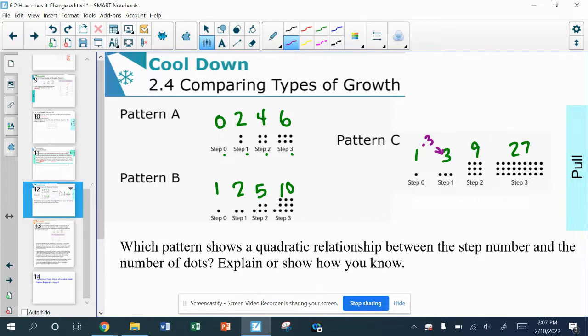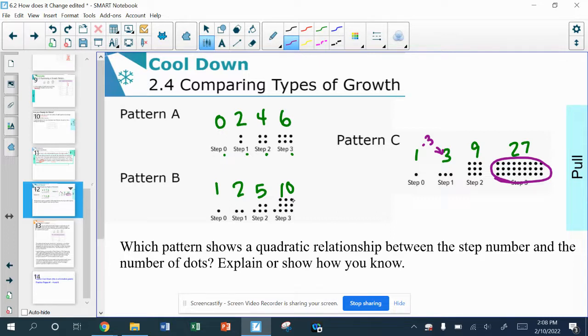Because it's going by the same factor each time, that's called exponential growth. It grows very, very quickly. You can see that we get a lot of dots real quickly. So back to my original question of which one of these is a quadratic relationship, that's going to be pattern B.